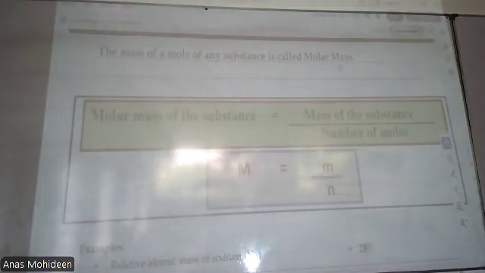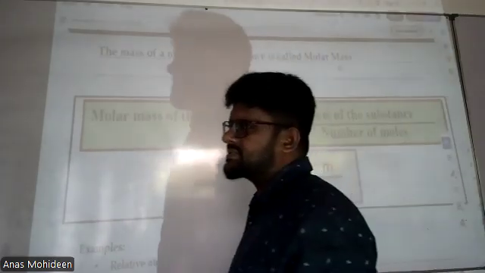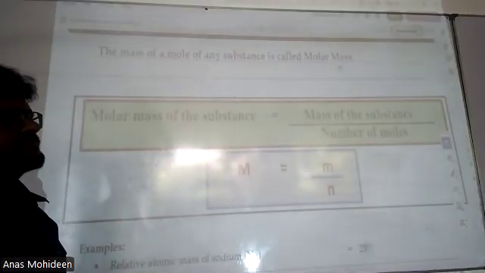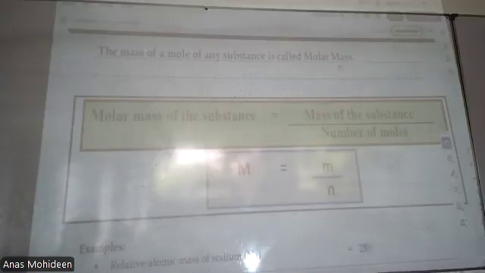Molar mass. The mass of a mole of any substance is called the molar mass. So molar mass of the substance equals mass of the substance divided by number of moles. So the same formula we learned earlier, we reverse it or make another quantity the subject. Ultimately only 2 formulas are there. They are rearranged according to our requirement.